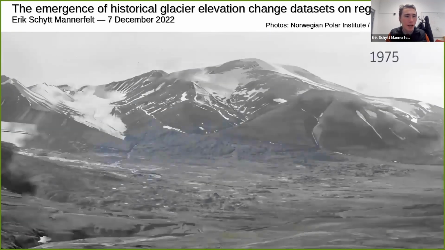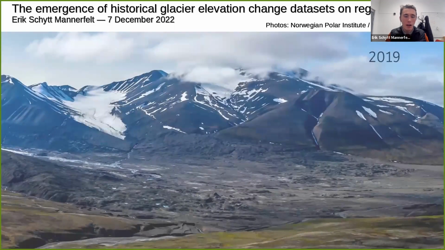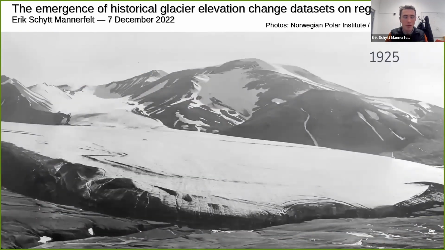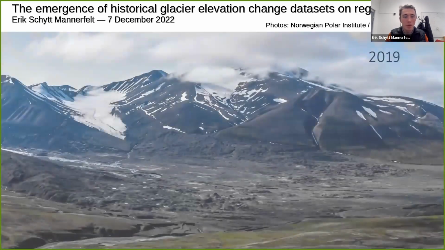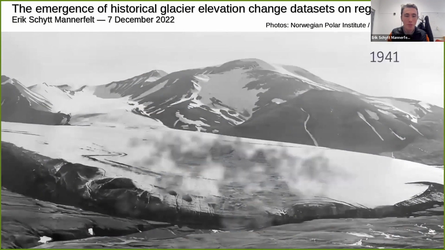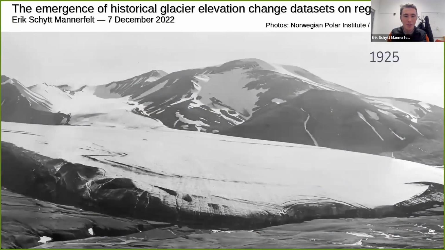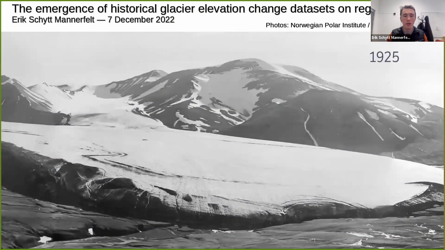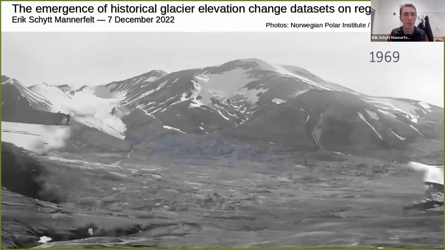But that's completely fine. I work with historical photographs for my PhD, and they are beautiful to look at, but we can get more than that. We can get elevation change data from these. And I want to show some recent publications that have come out on using these data on a regional scale and what we can maybe use them for.